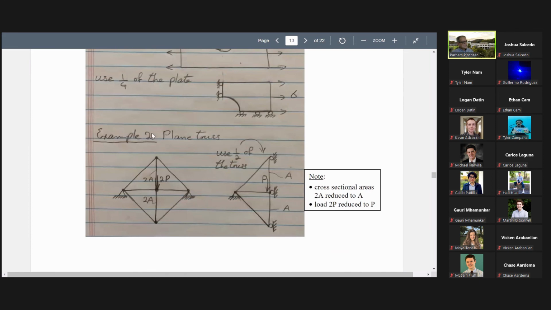Now, another example is this one. This is a truss. We are applying a force of 2P here. It has cross-sectional area 2A and 2A here. Now, question for you. Is this truss symmetric about the x-axis? This is the x-axis, horizontal. Is it symmetric about the x-axis? Yes or no, and why?